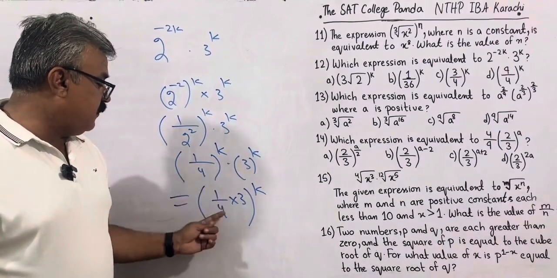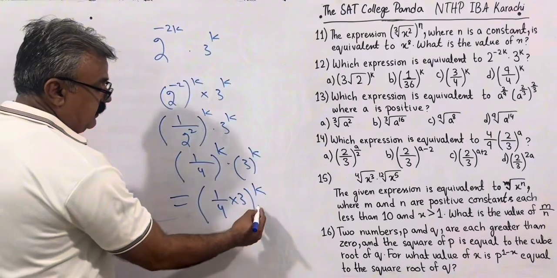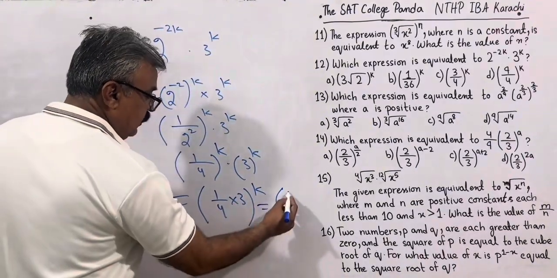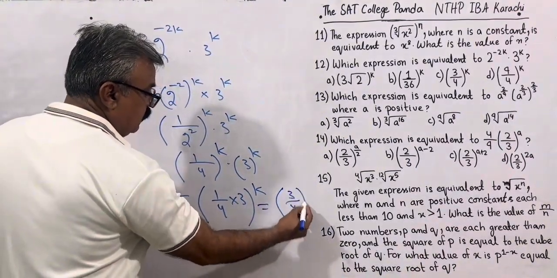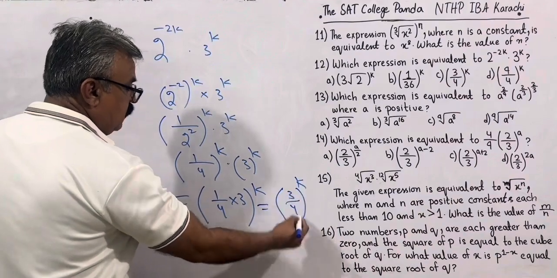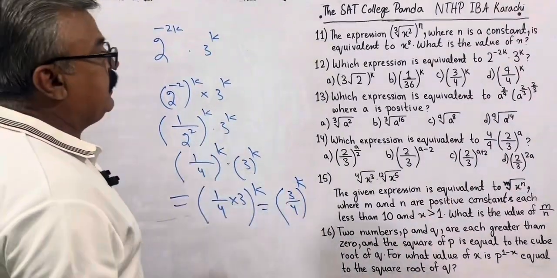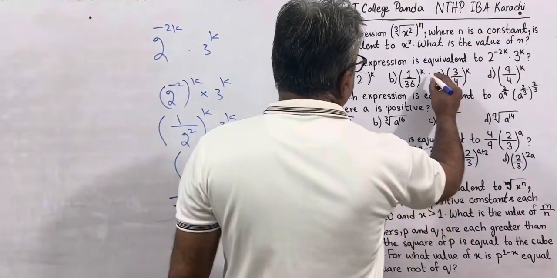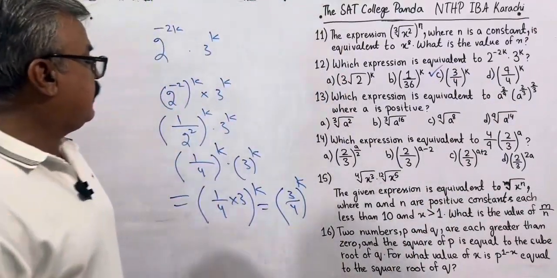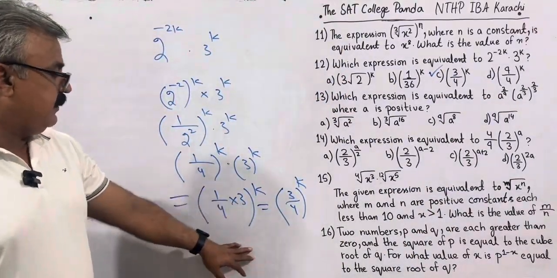I can write 1 upon 4 times 3 as 3 over 4, raised to k. In that case, C is our right option.